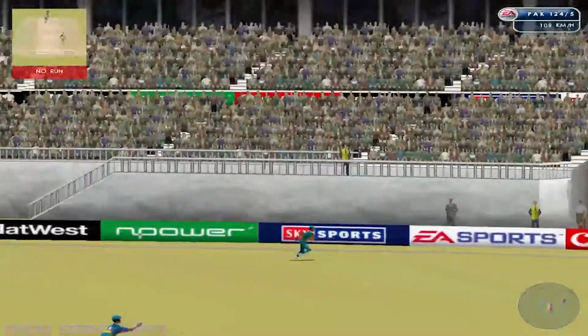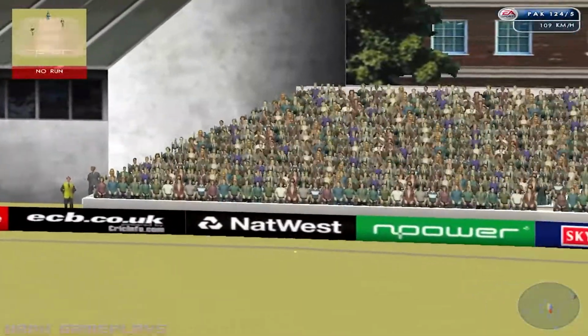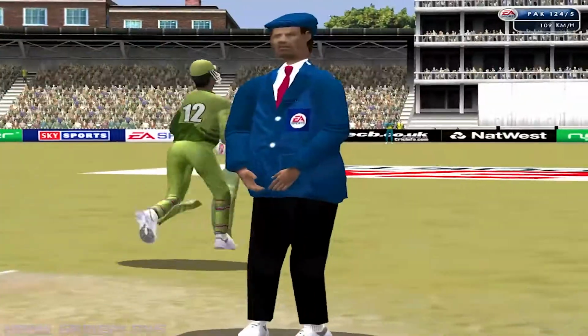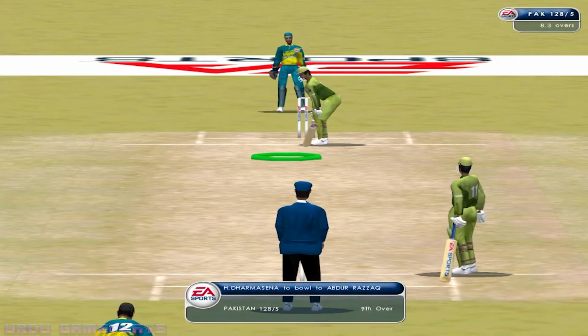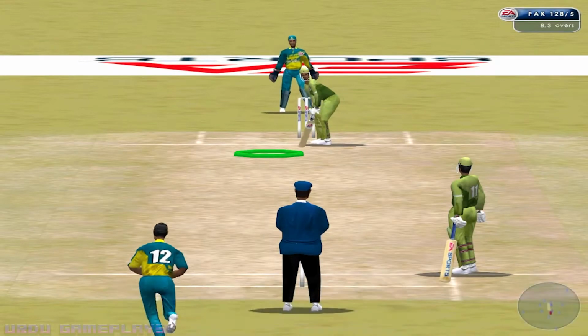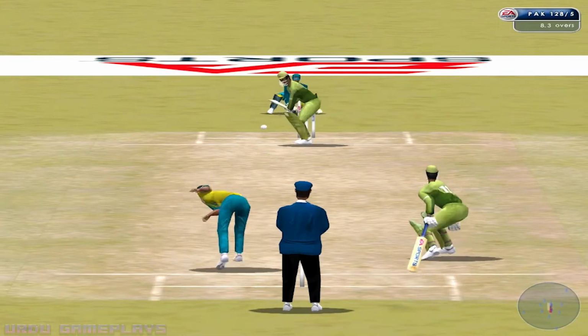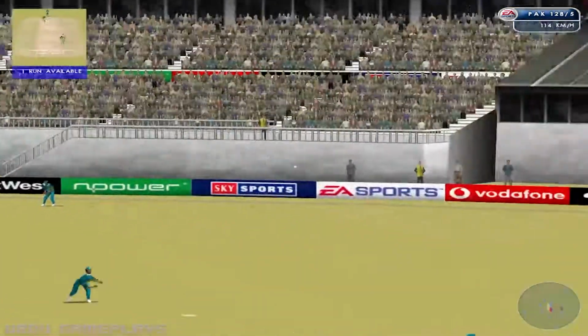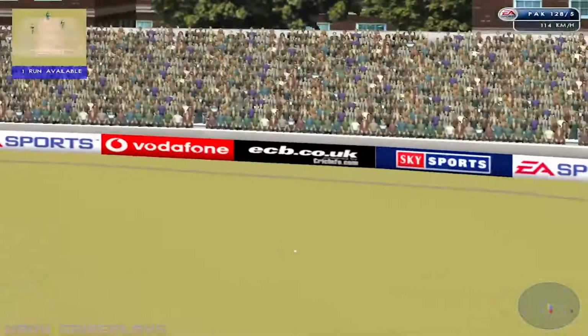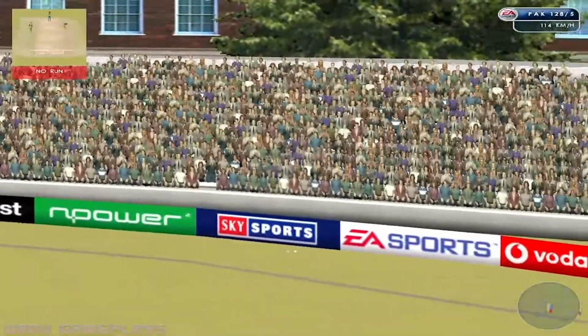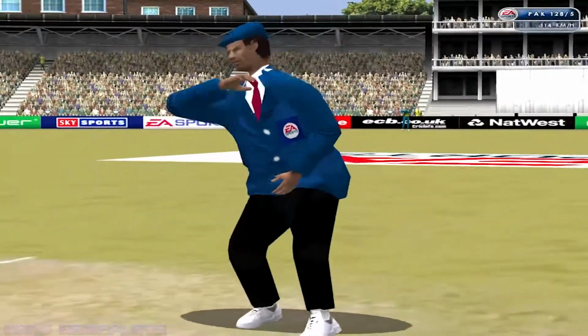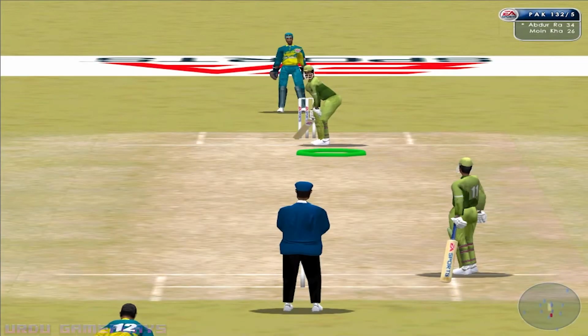It's in the air. That was a really confident shot. That was beautifully played. He was well over the top of the ball. There it goes. He's in good form out there. That was a beautiful front foot shot.